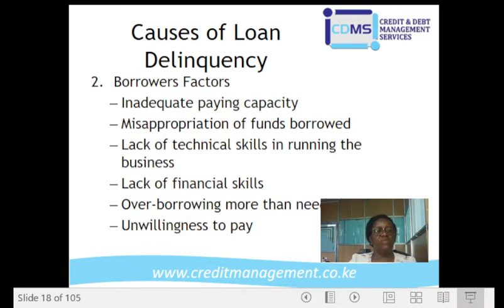The other one is lack of financial skills. Customers lack financial skills. They don't know how to keep books. They don't know how to manage their finances. When you ask for audited books of accounts, they are not available, so the business is never audited, and you get into that kind of problem. The other one, of course, is over-borrowing. Most of them are over-indebted, so they get to a level where they are not able to service their loans. And then the other one is unwillingness to pay, lack of willingness to honor the obligation. So that also can lead to delinquency.